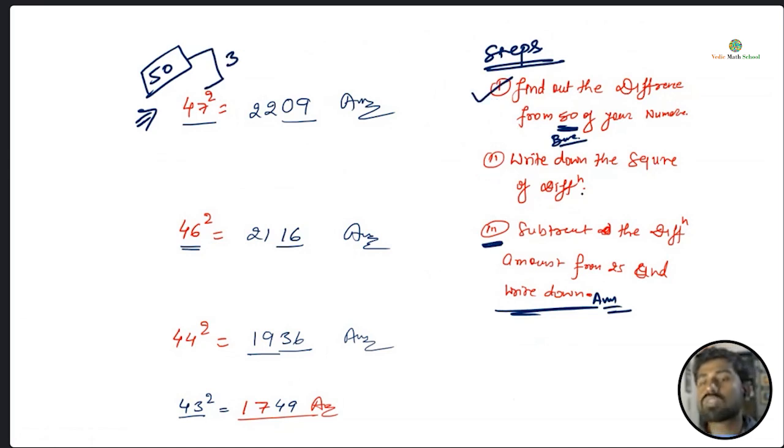Second step, write down the square of the difference. The difference was 3, so the square of the difference is 9. So I'm writing here 9. But because you always have to write down 2 digits, you have to write down 09. Why am I writing 09? Because the number is a single digit. So we will always write down 2 digits.